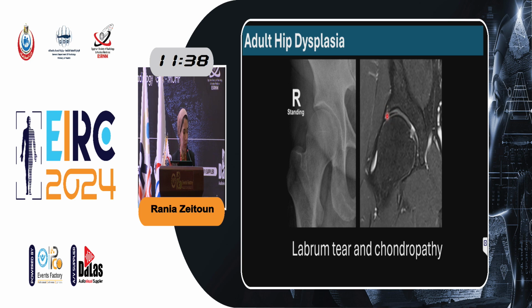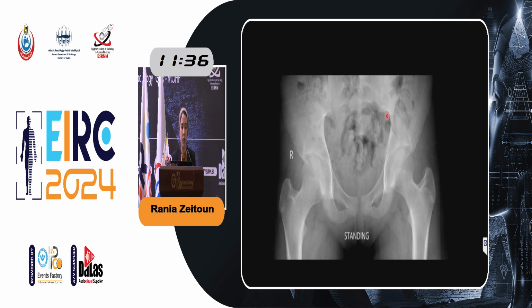chondropathy. Third example or third patient, plain X-ray of both hips, AP standing. And we can see that there is an overhanging of the anterior acetabulum wall, the figure of 8 or the crossover spine, and this is characteristic of acetabular retroversion.